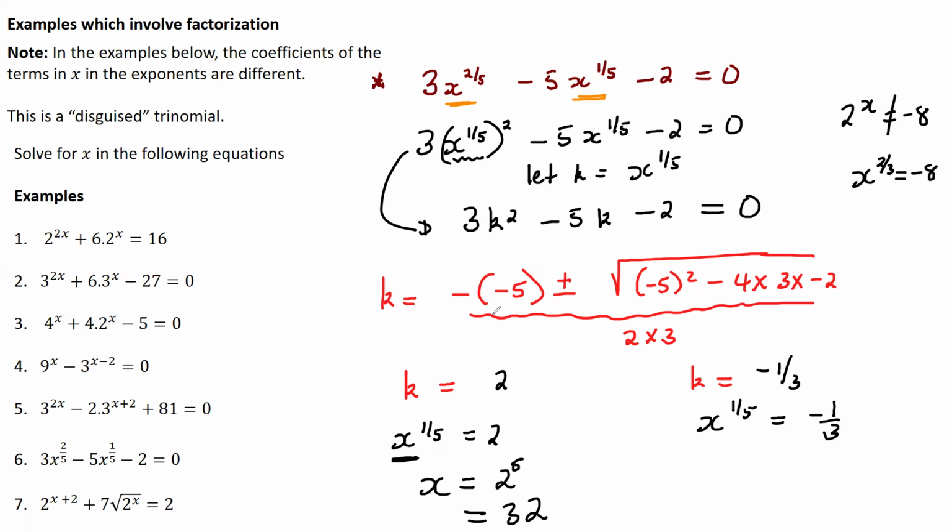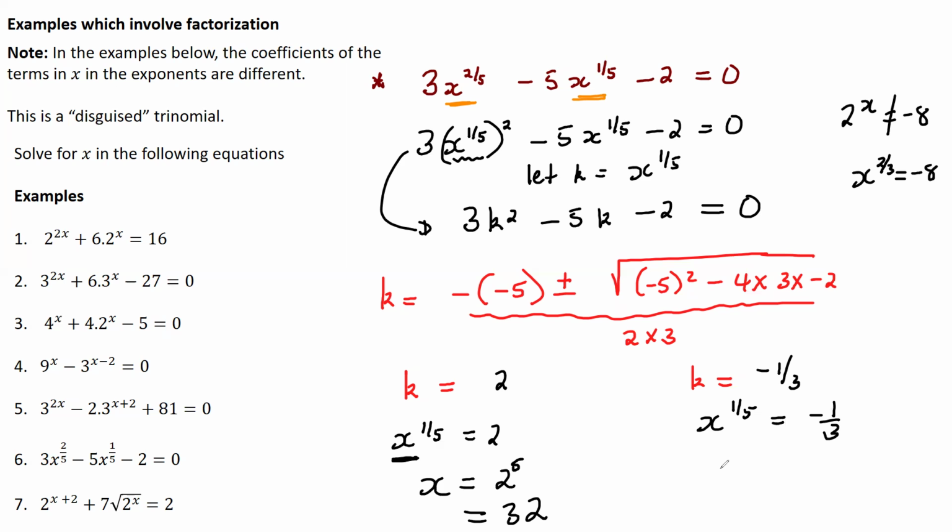I'm so confused. Let me do it myself quickly. Others are saying yes, others are saying no. What is the right answer there? Yes, I get a 2 and I get a negative 1 over 3.